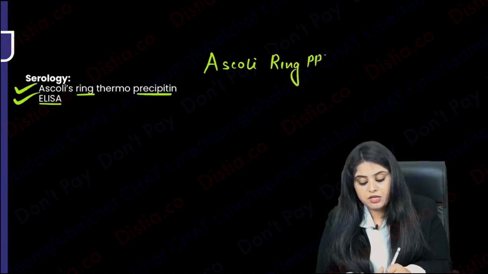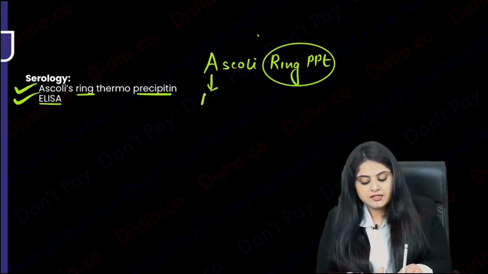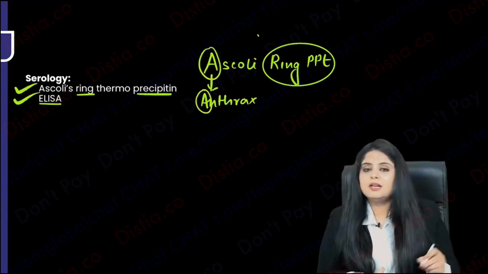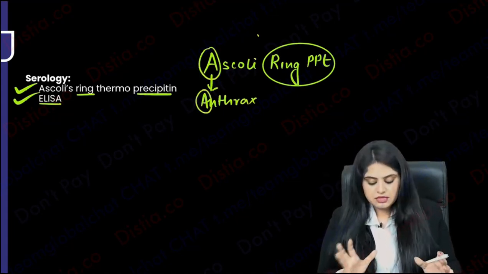Firstly, if someone asks you what kind of a reaction it is, you will say immunology made it a precipitation reaction. And Ascoli will tell you that it is going to be present in anthrax. So this is the anthrax test. But nowadays everyone does ELISA. Are you ready with it?